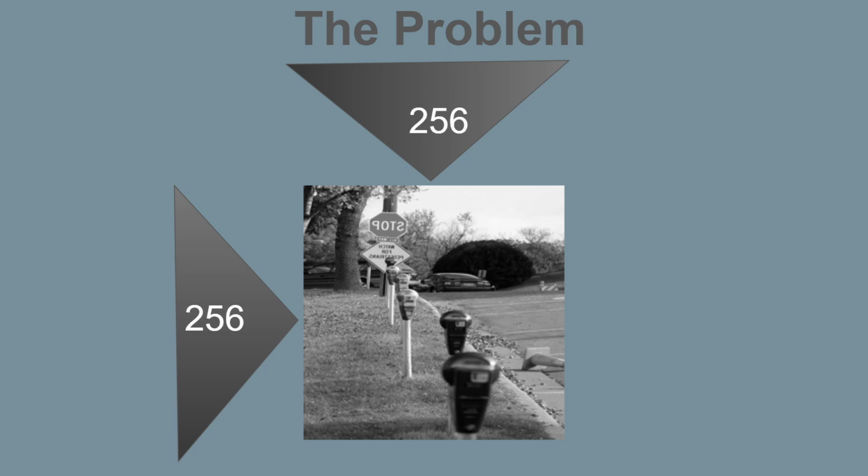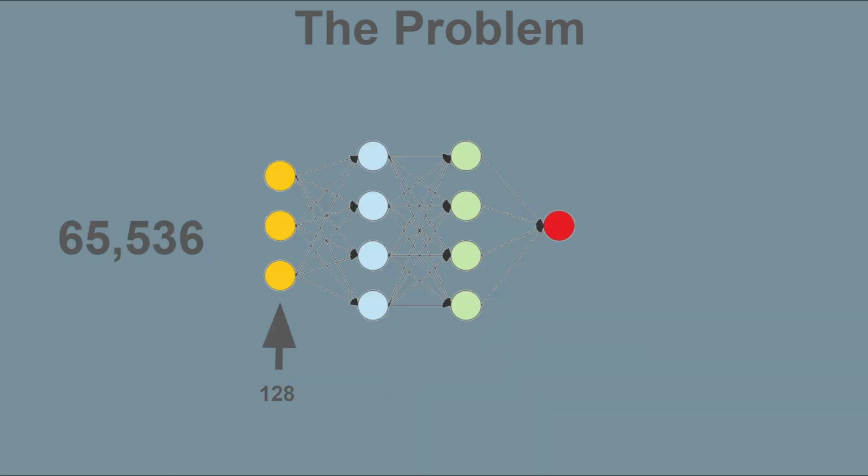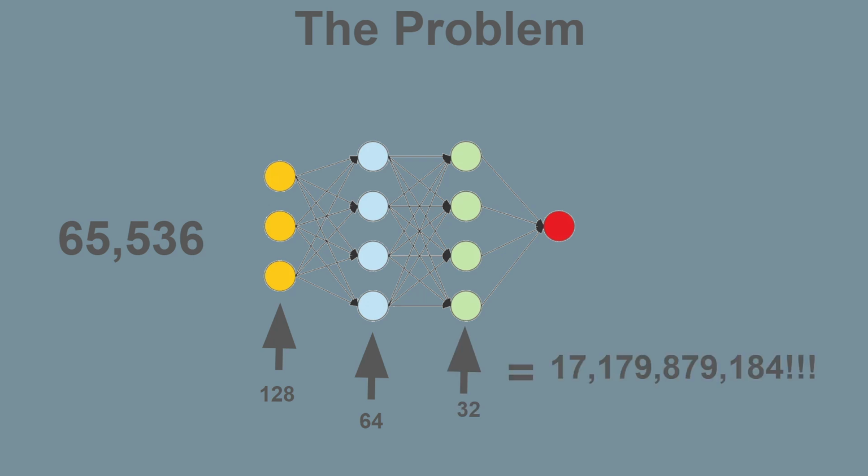But there's a problem. If we were using a 256 by 256 black and white image, that would require 65,000 input nodes to our neural network. If we were using a 3-layer neural network with the first layer having 128 nodes, the second layer having 64 nodes, and the third layer having 32 nodes, that would end up requiring more parameters than most large language models.